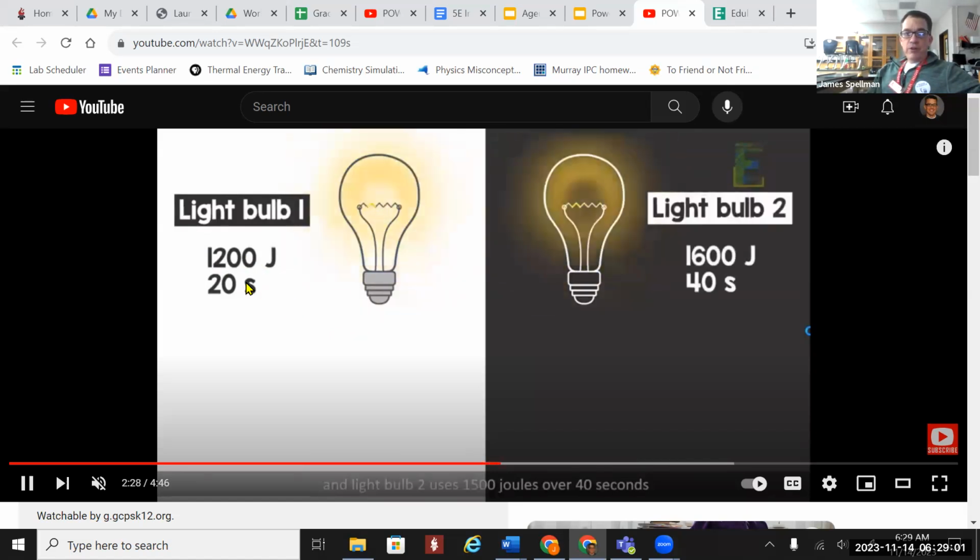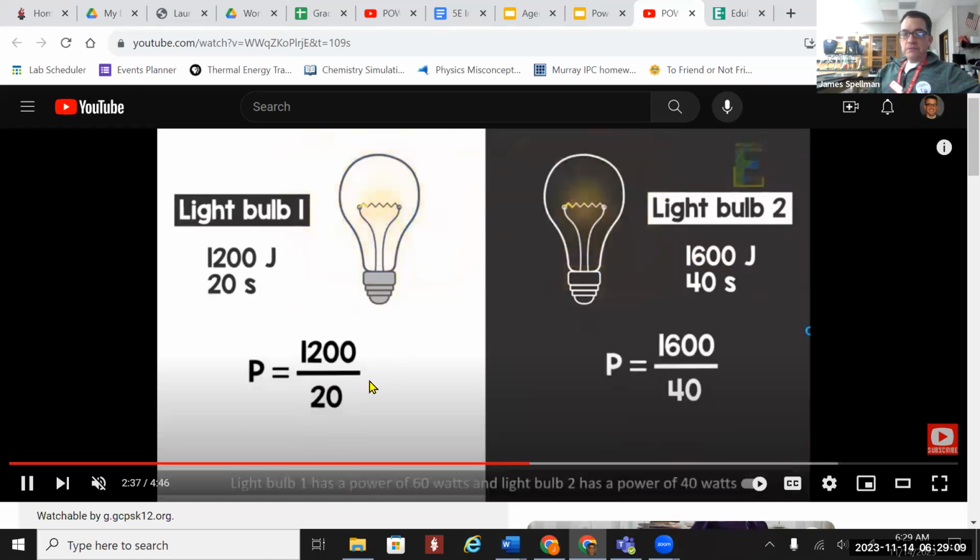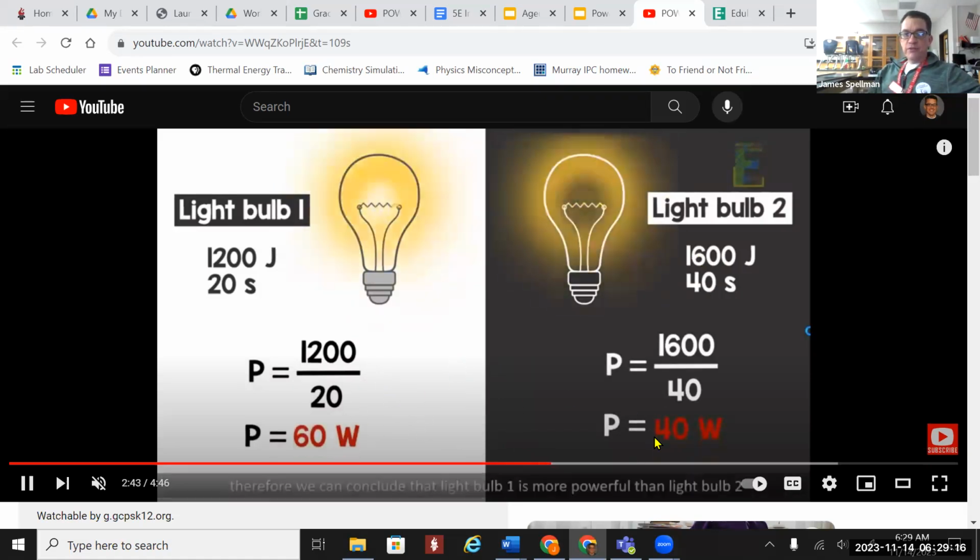So the light bulb on the left, 1,200 joules in 20 seconds. The one on the right, 1,600 in 40 seconds. To calculate the power, we just divide these two numbers together. And the answer we get would be the amount of watts that would be going through the bulbs we'll be using. So 60 watts versus a 40-watt bulb.